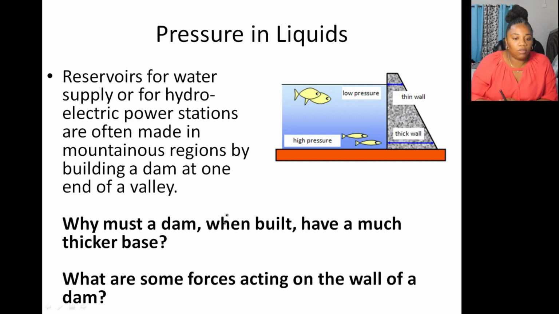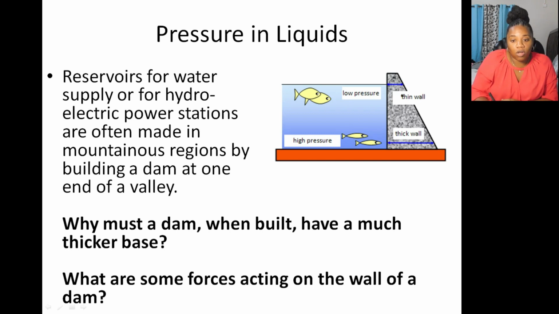Why must a dam, when built, have a much thicker base? In larger countries, they would have these huge dams to supply the millions of people that they need to supply. Because of this control of water, they have to build a wall that could withstand the pressure that builds up as you go down. It's so much water that the thickness of the wall must be considered at the bottom to override the intensity of the pressure down here.